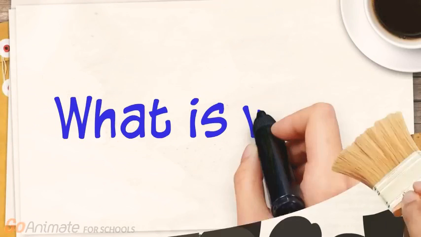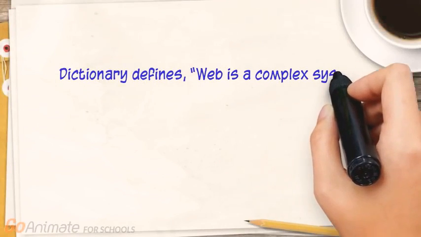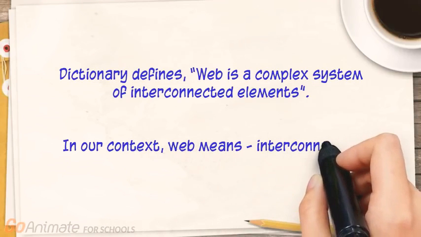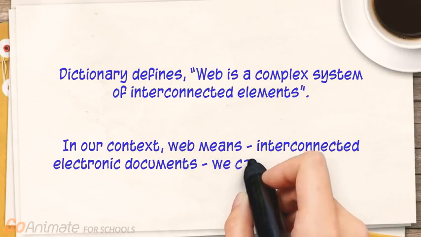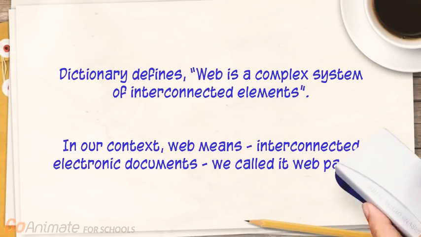Let's learn what is web. Dictionary defines, web is a complex system of interconnected elements. In our context, web means interconnected electronic documents. We call it web pages.